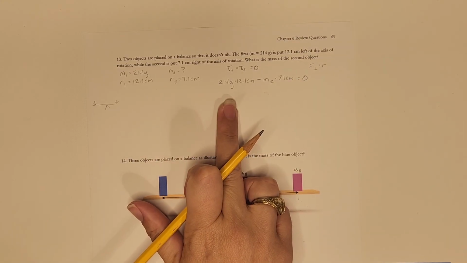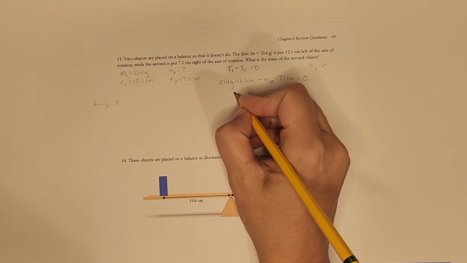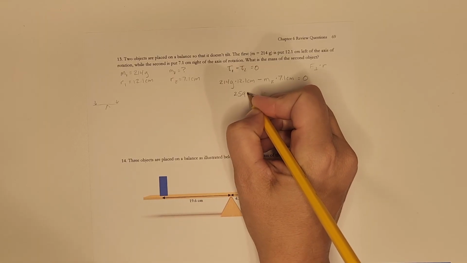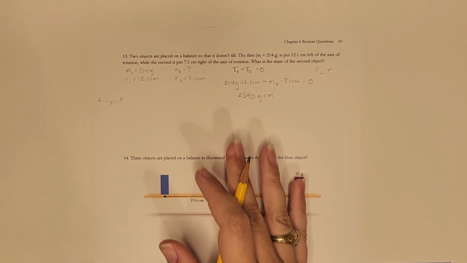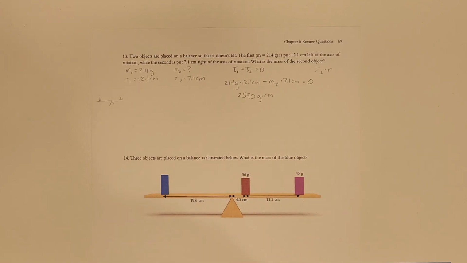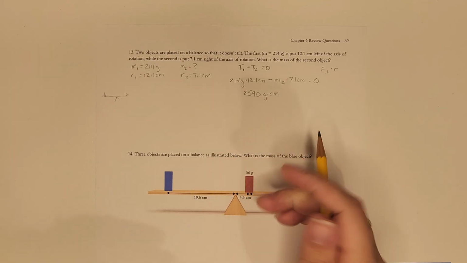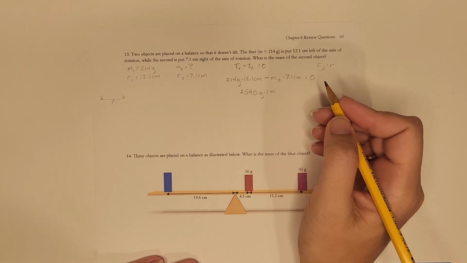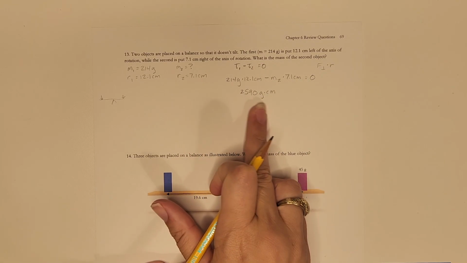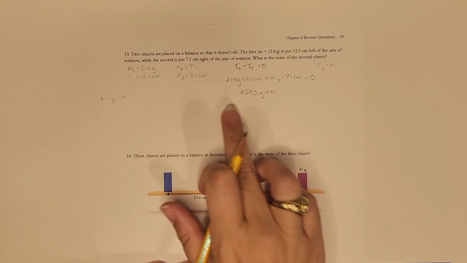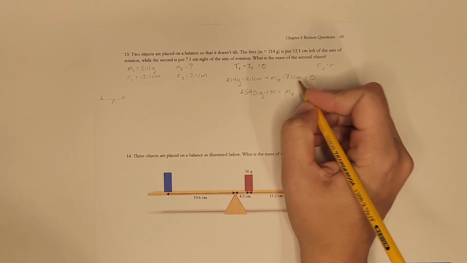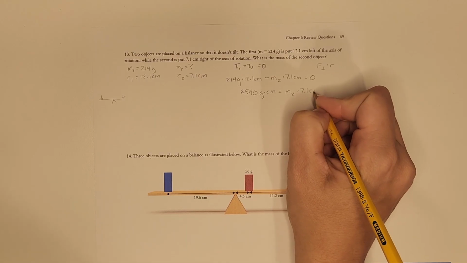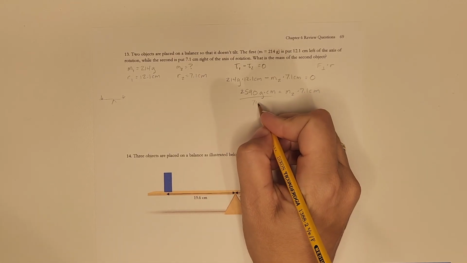Okay, so 214 grams times 12.1 centimeters, we get 2,590 grams times centimeters. Notice on this one, we don't have to change any of the values because we don't have newtons in here, and so we don't have to change any of the units to fit some other units in the problem. We have three significant figures here, so that's why it's 2,590, equals our mass 2 times 7.1 centimeters.